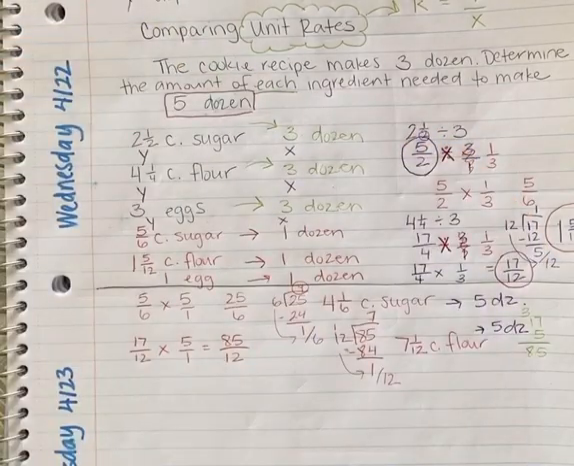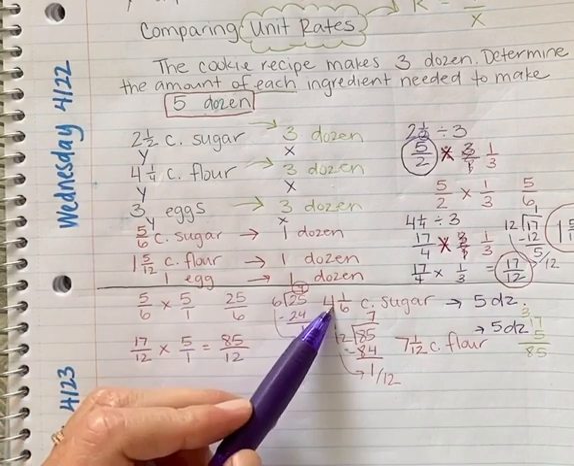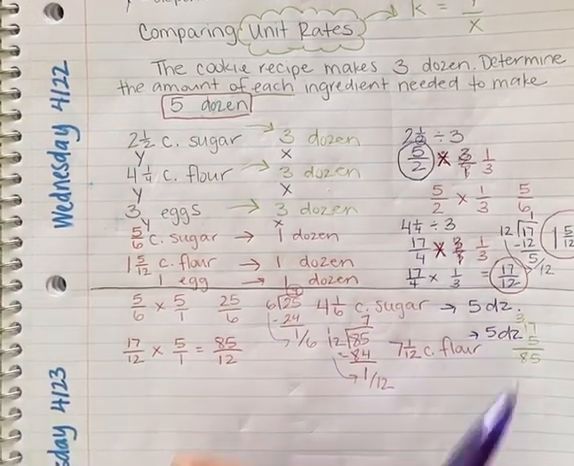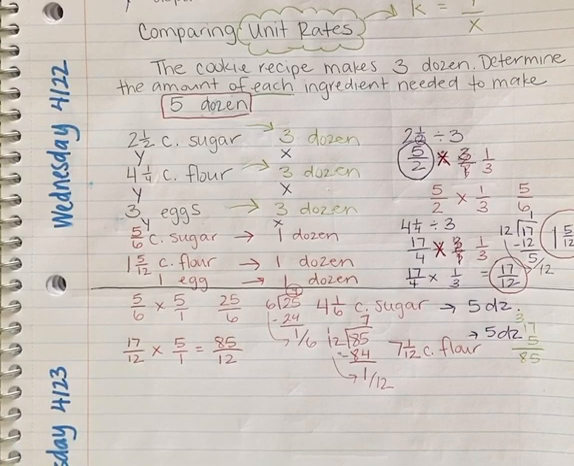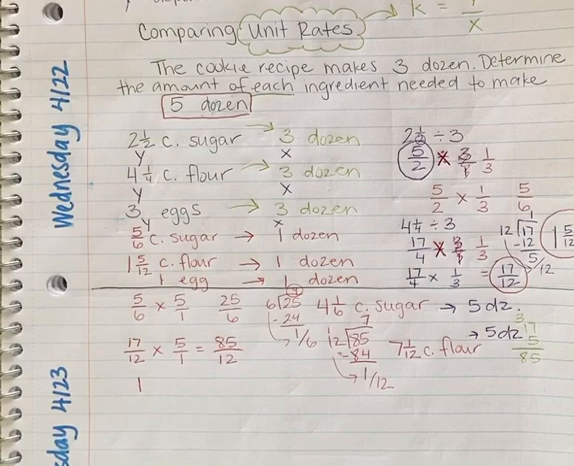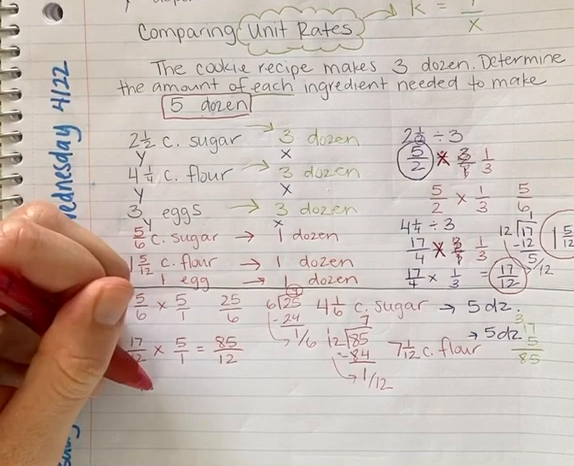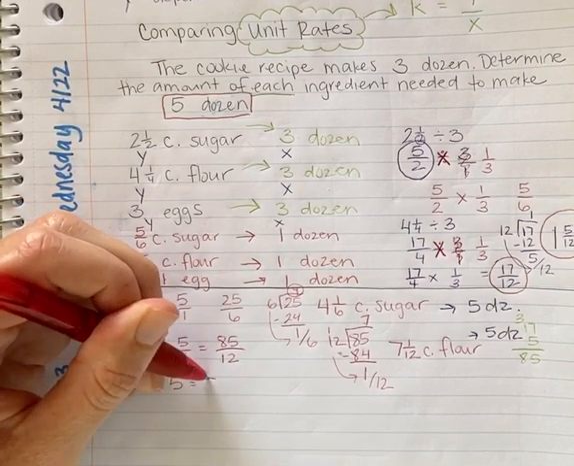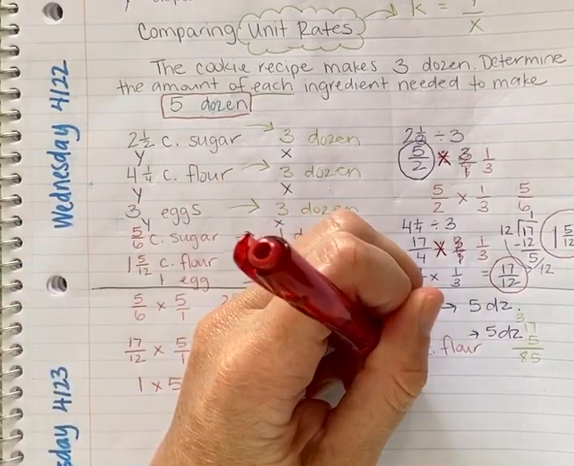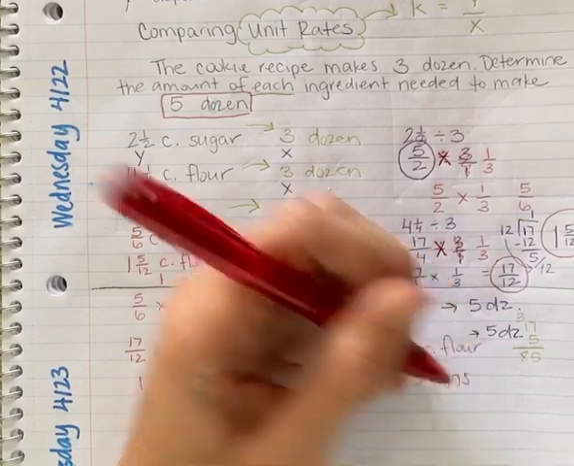Ooh, this balloon's getting messy over here. That's okay, math can be messy. So we have 4 and 1/6 cups sugar makes 5 dozen. 7 and 1/12 cups flour would make 5 dozen. And then last but not least, we have 1 egg for 1 dozen. So if we're doing 5 dozen, we'd multiply that by 5, easy peasy. We would need 5 eggs for 5 dozen.